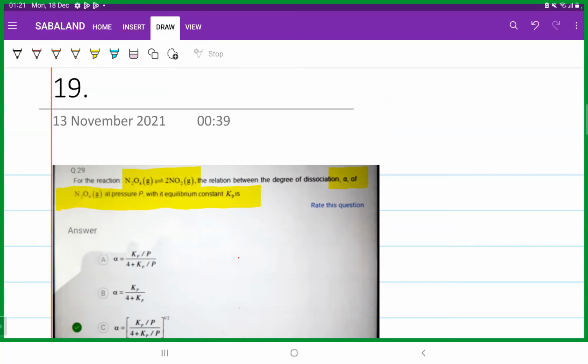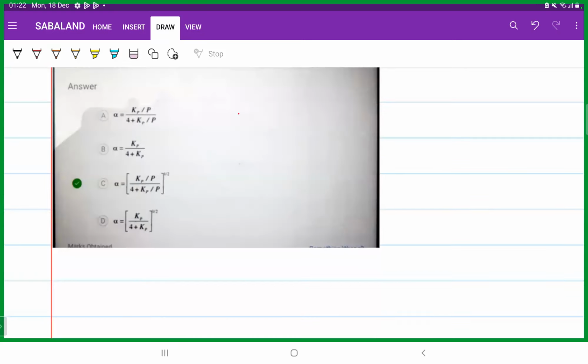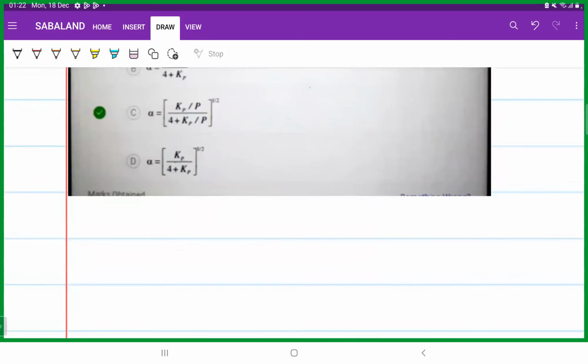And the equilibrium constant has also been given, which is Kp. So let's start this question. Let's first write the equation here. A very popular equation, that is N2O4. It dissociates into 2NO2.